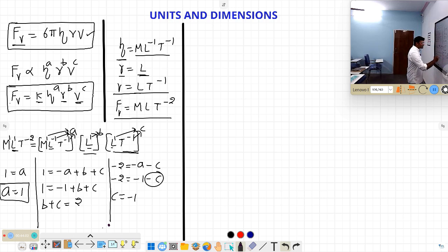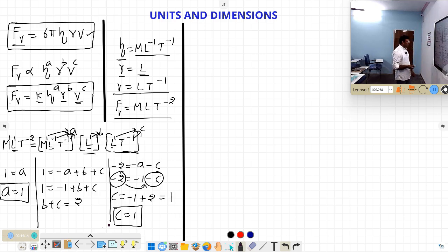If you bring it this side, it becomes plus. Minus 2, if you bring it this side, it becomes plus. So minus 1 plus 2, nothing but plus 1. The C value is equal to 1. Put the A value 1 and the C value 1. If you go backward, B plus C is equal to 2, so B plus 1 is equal to 2. From this I can write B is also 1. So the A value, B value and C value are all the same.